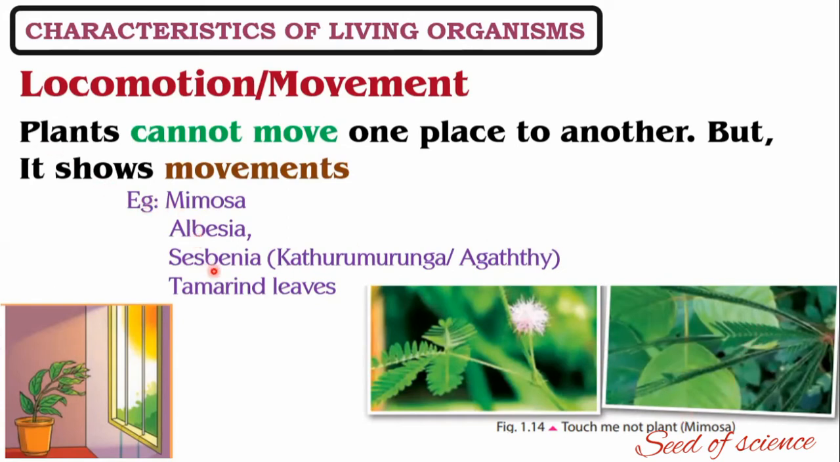This we call sleeping movement, right? Likewise, Albizia, Sesbania, or we can say Katurumurunga or Agati, and tamarind leaf. All these leaves show sleeping movement, right? And also there are some plants that, when we keep them near the window side, tend to bend towards the sunlight. So it shows a light movement, which means it grows towards the light, right? I hope everything is clear until now, right?